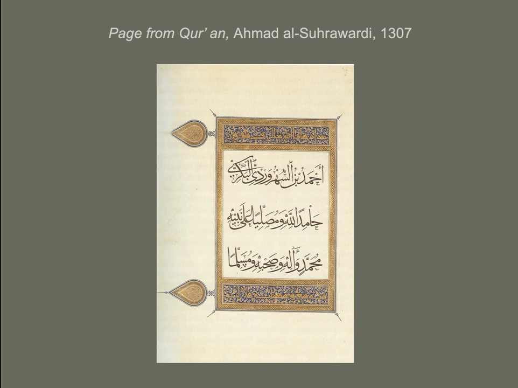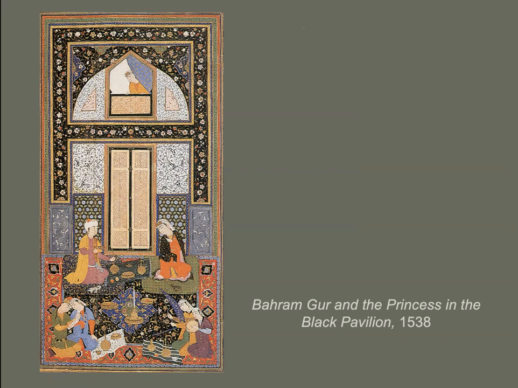So this type of calligraphy was seen to be a true art form, and the linear quality becomes aesthetic in itself. This is Bahram Gur and the Princess in the Black Pavilion from 1538. You notice that it's very detailed and complex. It has that architecture that we're familiar with now, with that rectangular frame and then the pointed arch inside of it. You'll see very bold colors as well as pattern upon pattern upon pattern everywhere you look.